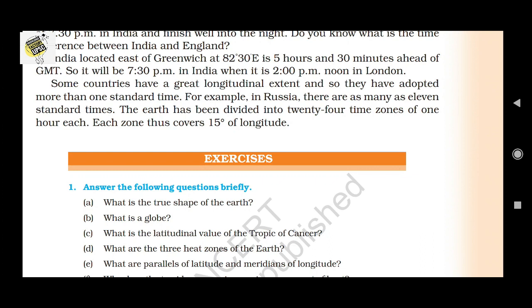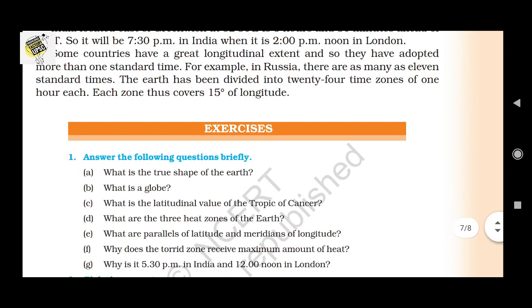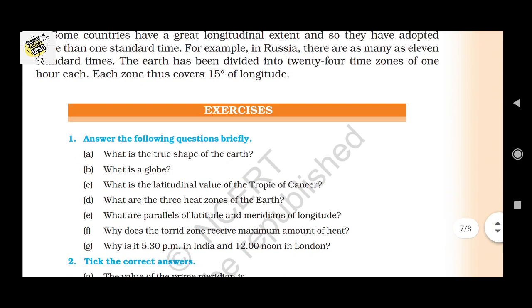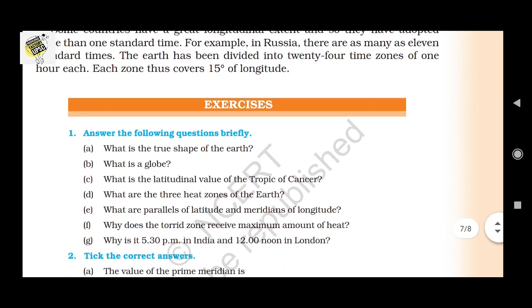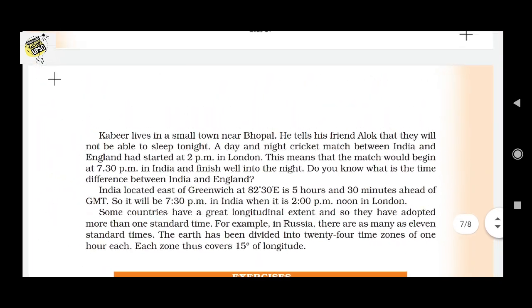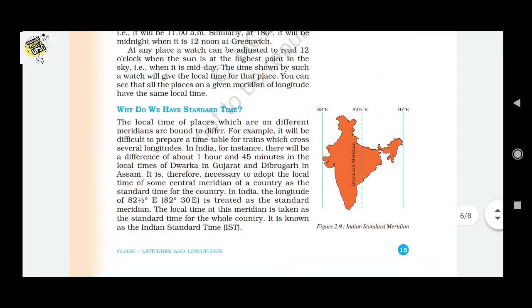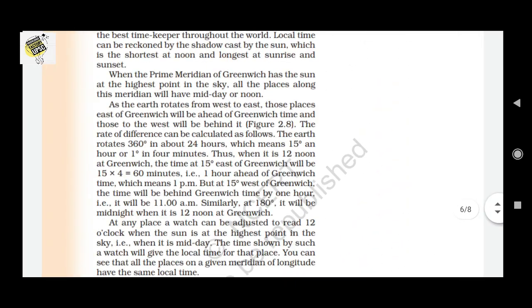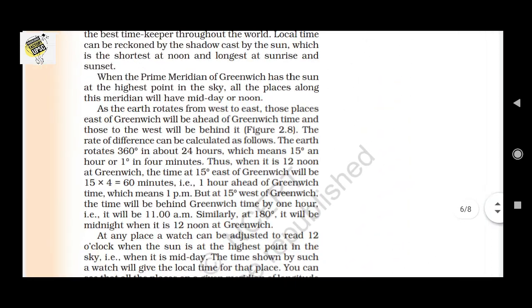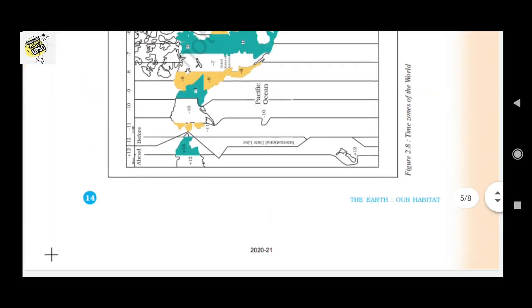For example, Russia has as many as 11 standard times. The Earth has been divided into 24 time zones. An important point to note is that the Earth is divided into 24 time zones of 1 hour each, and each zone covers 15 degrees of longitude. It is a very simple chapter, but very useful and important. It's a basis of our geography, so study this chapter thoroughly.